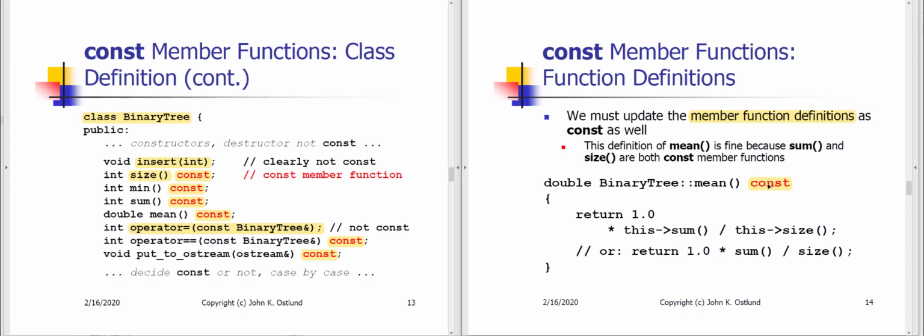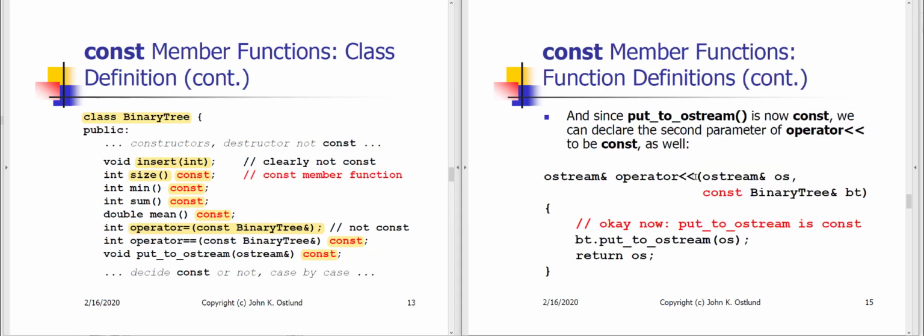Now, if you declare and try to define a member function as const, in this case we're defining the mean function as const, then the only member functions it can use internally are member functions that have also been declared const. But of course the sum has been declared const and the size has been declared const. Neither of those two functions modify the current binary tree object. Returning to our overloaded insert operator, now we can declare the reference to that right-hand binary tree object as const because in the class definition we have declared put to ostream as a const member function.